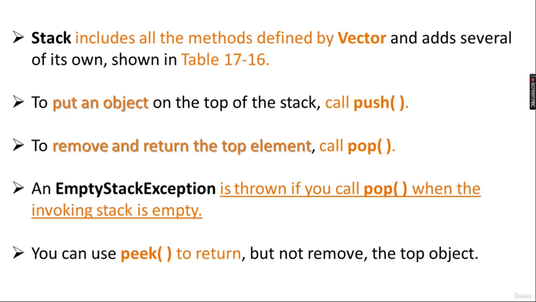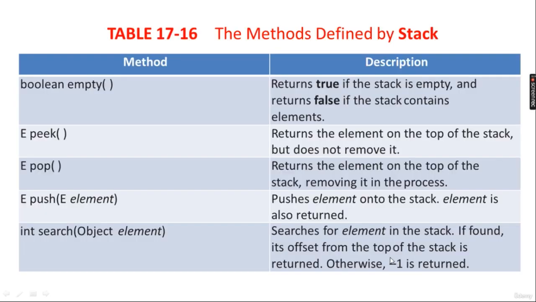To put an object on top, you will use push method. To remove and return the top, call pop method. Okay, so more important thing to remember is remove and return. When you use pop, it not only displays, it also deletes the element from the stack. An empty stack exception is thrown if you call pop when the stack is empty. You can use peek to return but not remove the top object. Peek will only return you the top object, but not remove it.